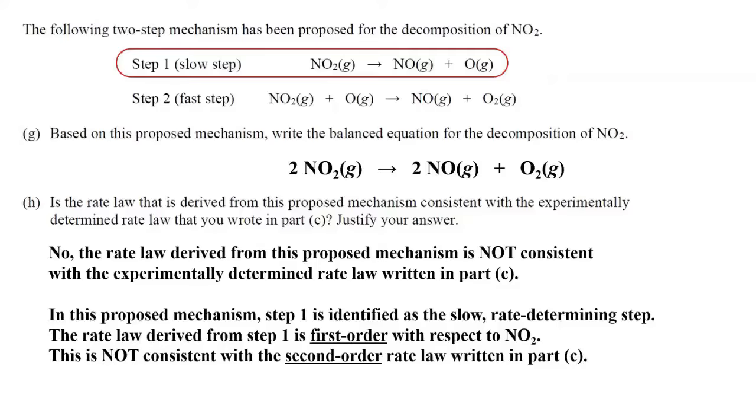The rate law derived from this proposed mechanism is not consistent with the experimentally determined rate law that was written in part C. In this proposed mechanism, step 1 is identified as the slow rate determining step. And the rate law derived from step 1, because there's only 1 molecule of NO2 featured as a reactant, would be first order with respect to NO2. And this is not consistent with the second order rate law that was written in part C. Let's move on to question 5.